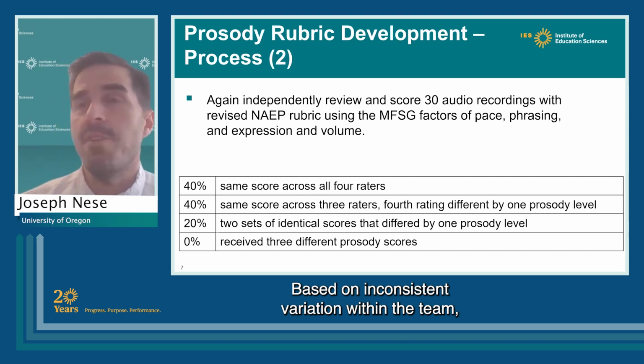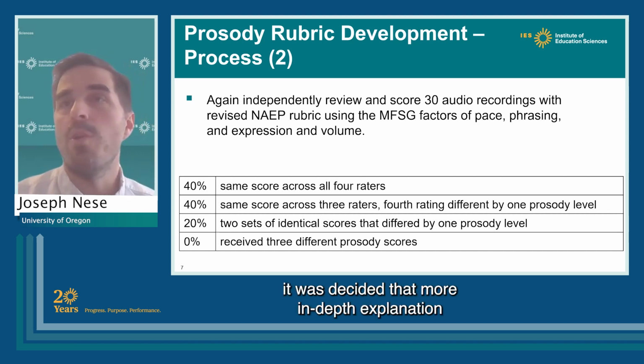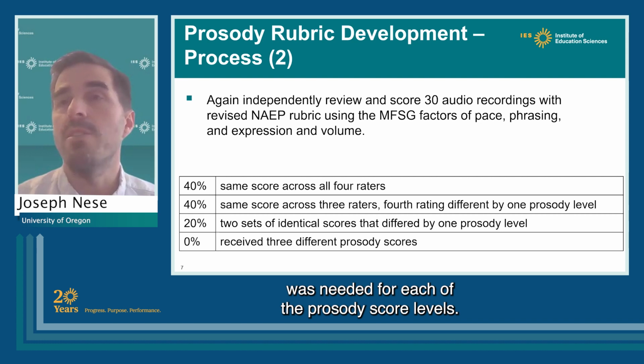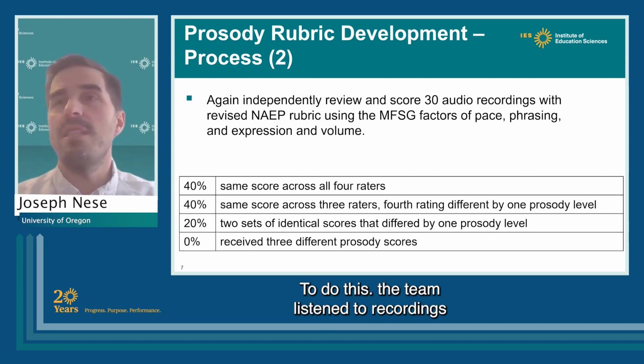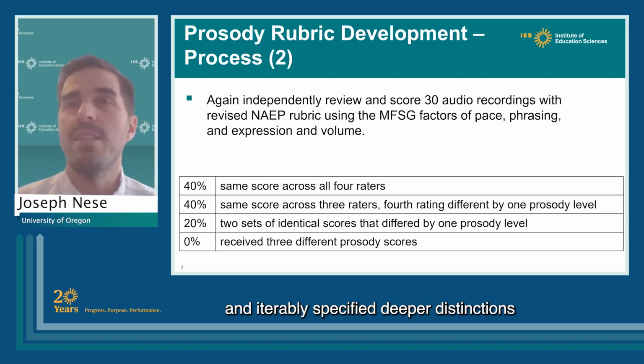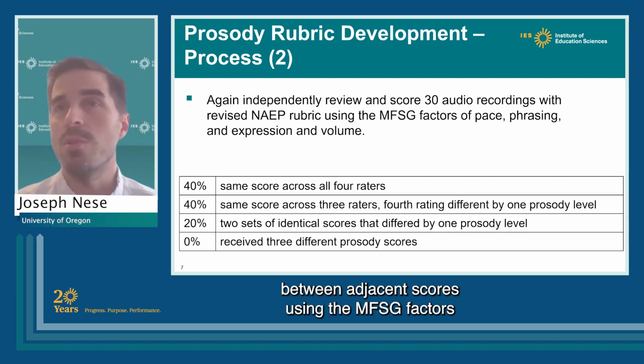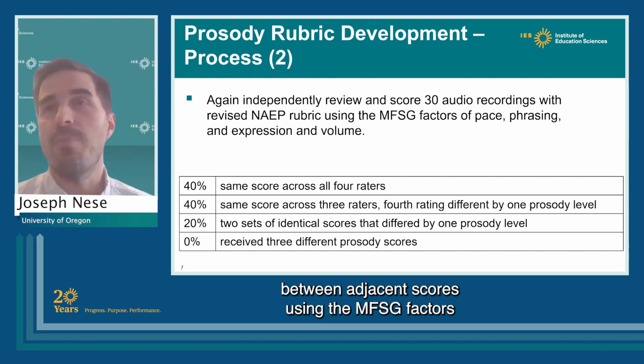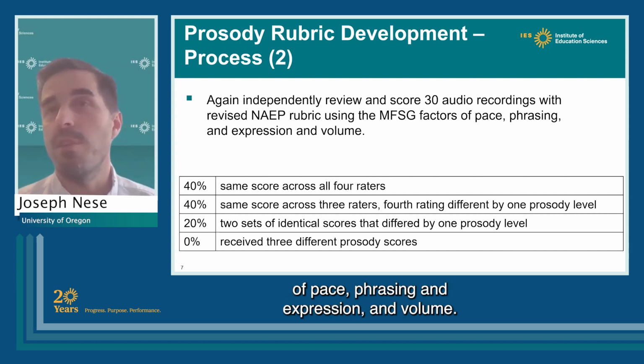Based on the inconsistent variation within the team, it was decided that more in-depth explanation was needed for each of the prosody score levels. To do this, the team listened to recordings together during online meetings and iteratively specified deeper distinctions between adjacent scores using the MFSG factors of pace, phrasing, and expression and volume.